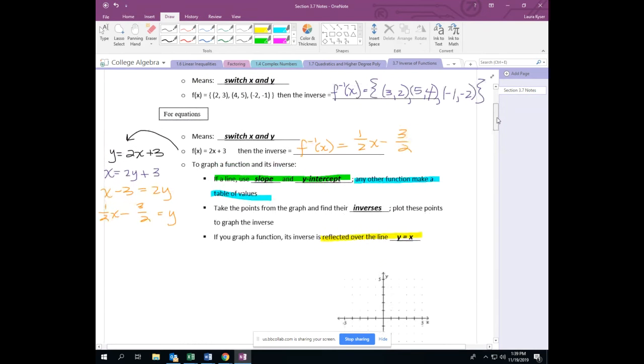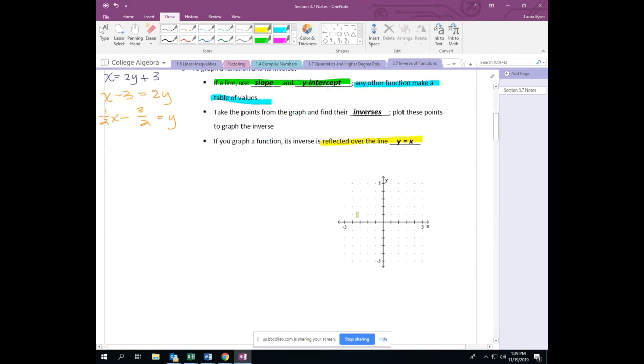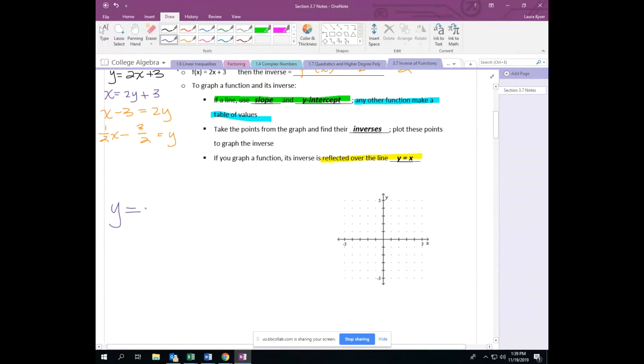So we have two functions here. Let's go ahead and graph each one of them, and I'll do them in different colors. I'll do the original graph in purple, and it was y equals 2x plus 3. And then I'll do its inverse that we created, y equals 1/2 x minus 3/2, in orange.